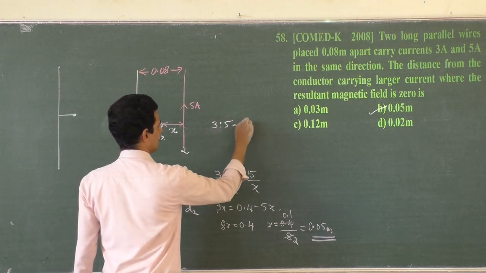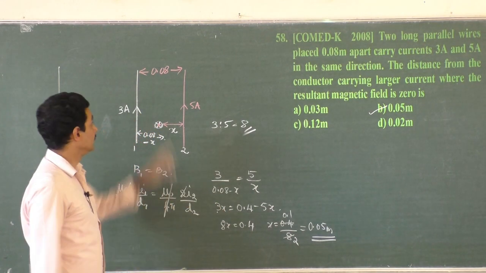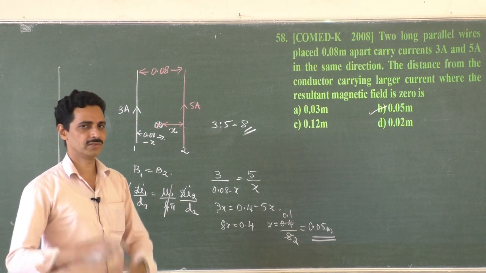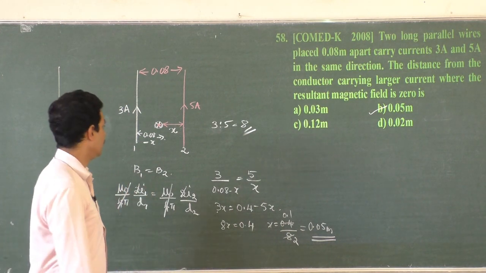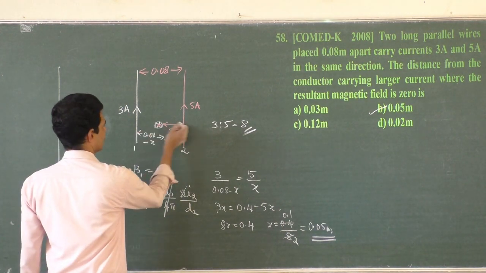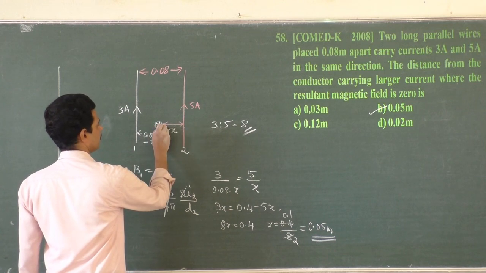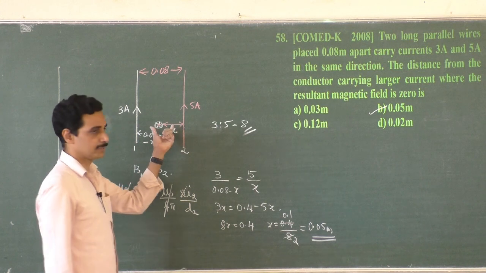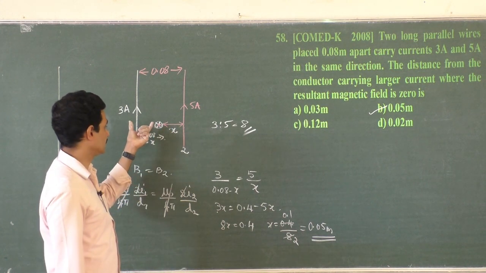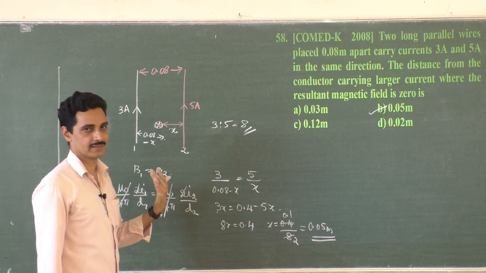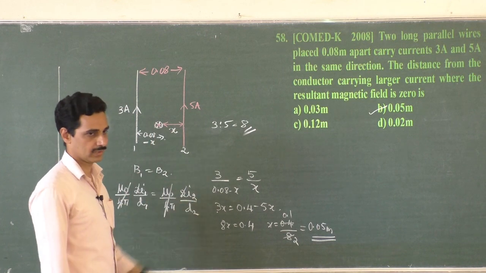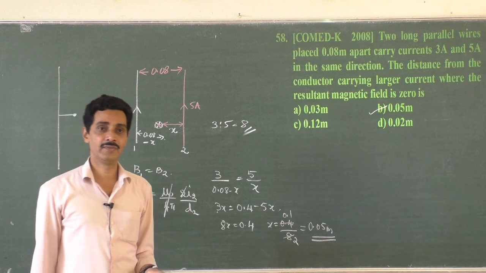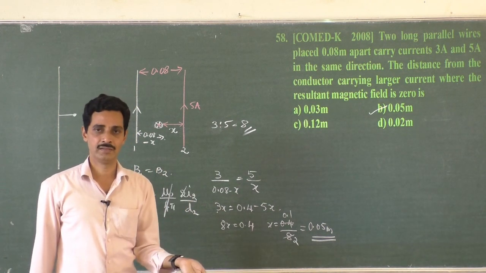What is the total distance? Total ratio 8. Divide this 0.08 into 8 parts. 0.01, 0.01, 0.01, like that. Give 3 parts to this, 5 parts to this. 5 parts to this means 0.05. 3 parts to this means 0.03. Directly you will get it. This is 0.05. That's what you can do, as if you do potential problems. If the charge is heavier, make the distance heavier.